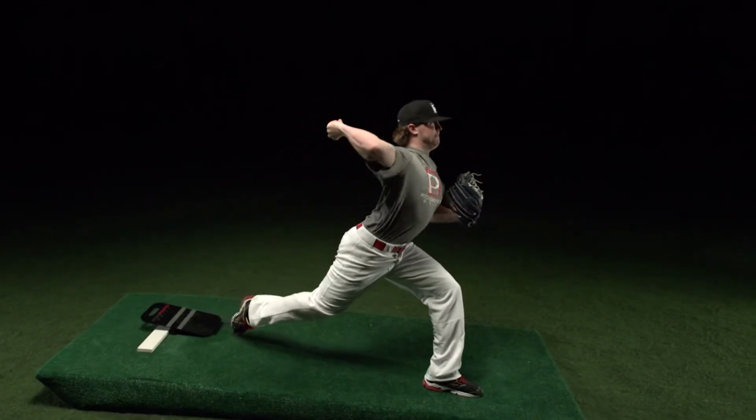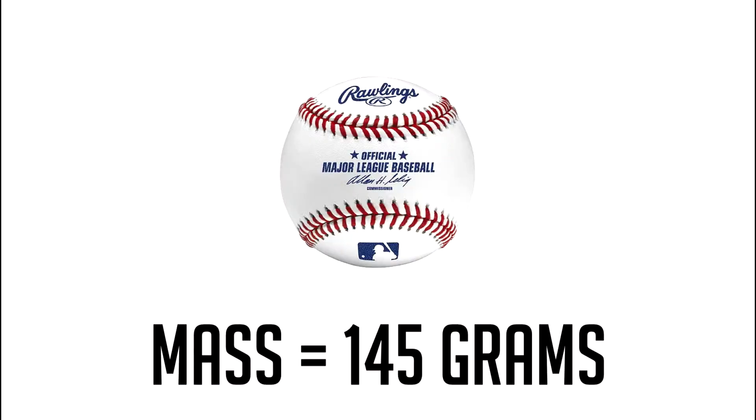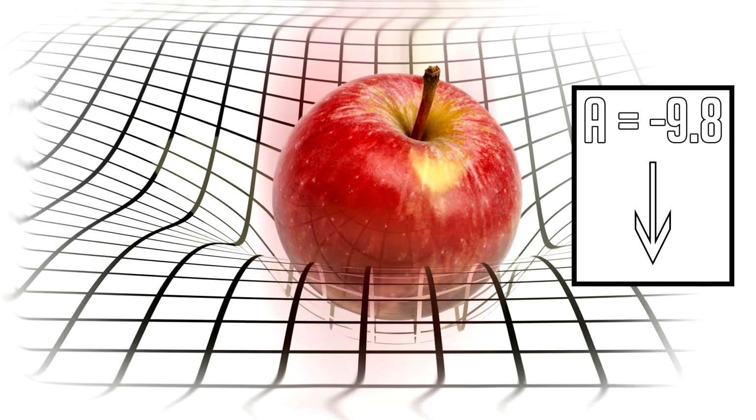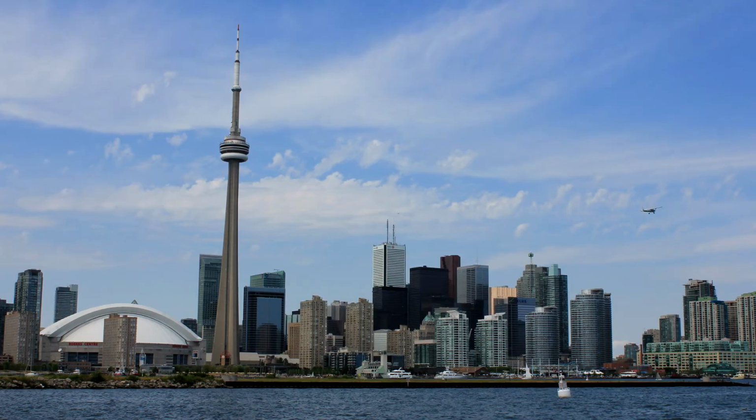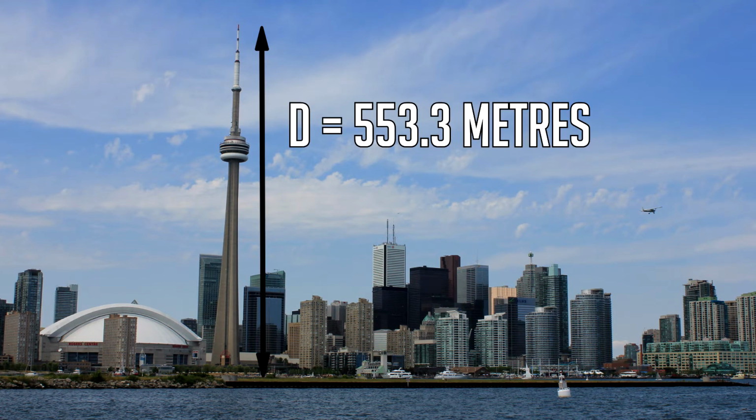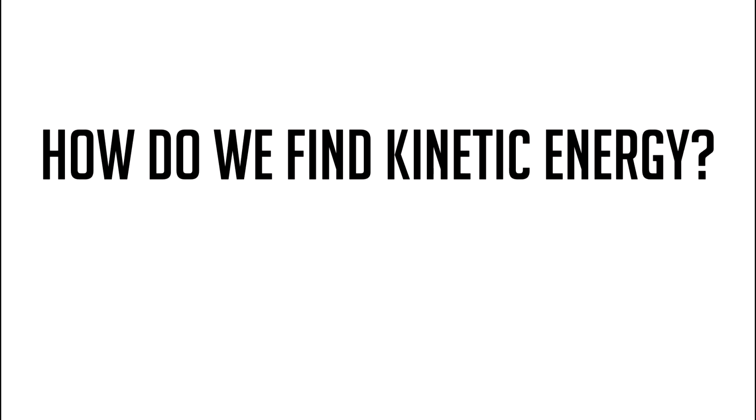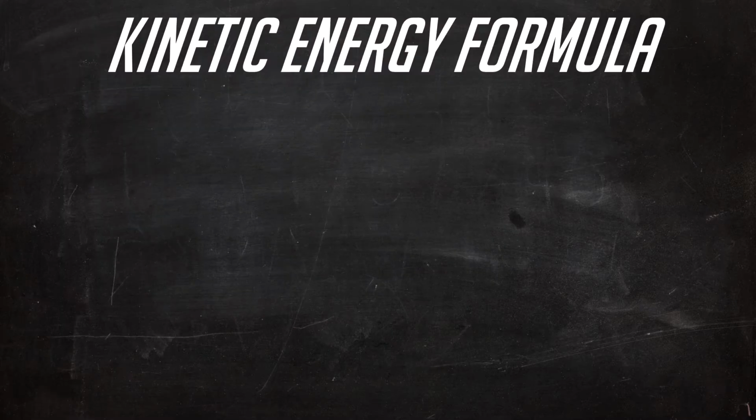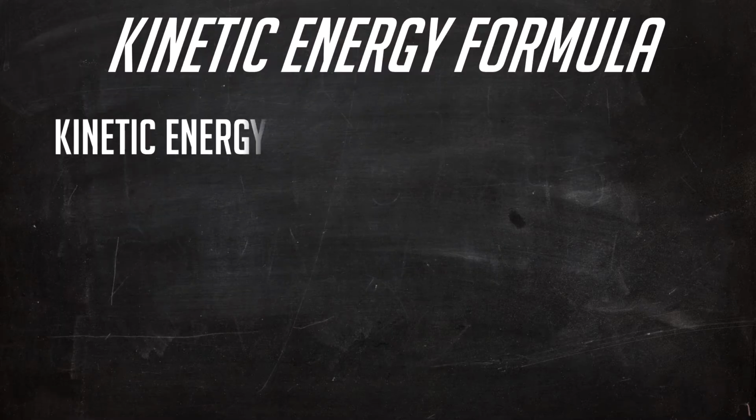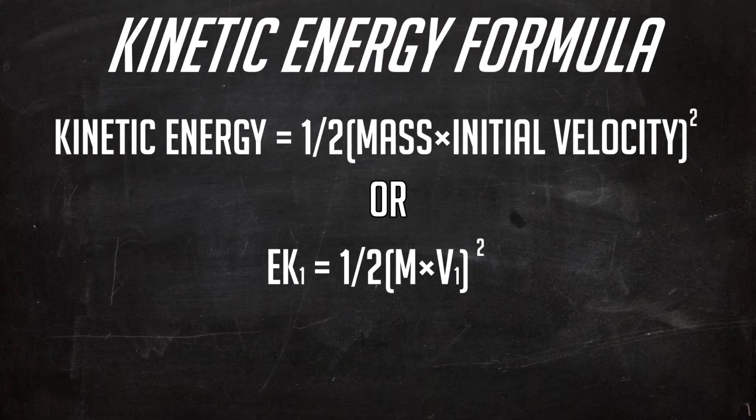Firstly, we know that the weight of a Major League Baseball is 145 grams. Earth's gravity at the CN Tower is negative 9.8 meters per second squared, and the height of the CN Tower at the very top is 553.3 meters. This is all the information that we basically need to know to find the kinetic energy required to throw this ball. The formula we will be dealing with is kinetic energy equals 1/2 of mass times initial velocity squared.